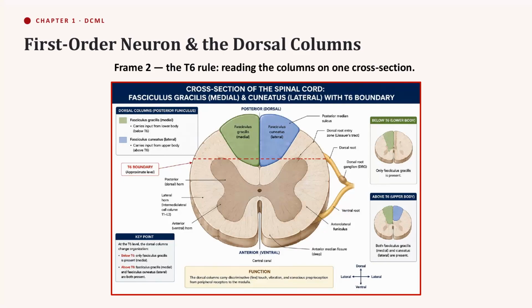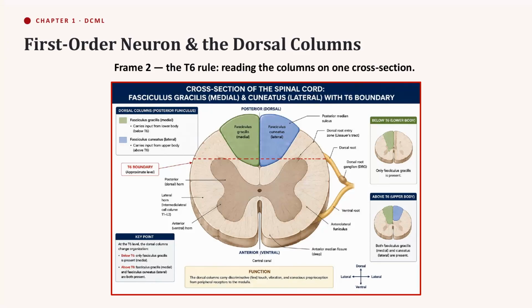Above T6, both Gracilis and Cuneatus. So the mere presence of a cuneate fasciculus tells you you're at or above T6. Reason it, don't memorize it. Clinically, this lets you go from picture to deficit. Strike the dorsal columns and you predict ipsilateral loss of vibration and position sense below the level, with sensory ataxia and a positive Romberg. Medial Gracilis for the legs, lateral Cuneatus for the arms.